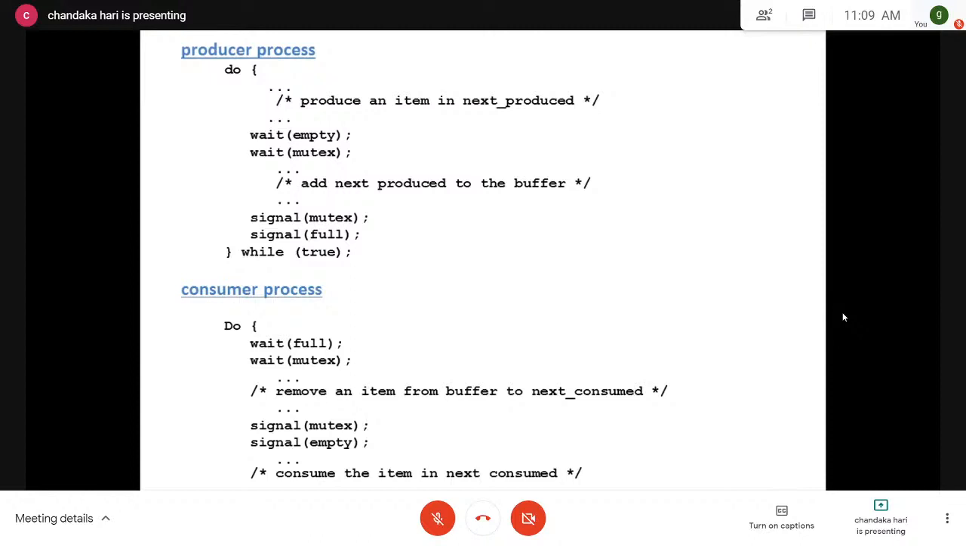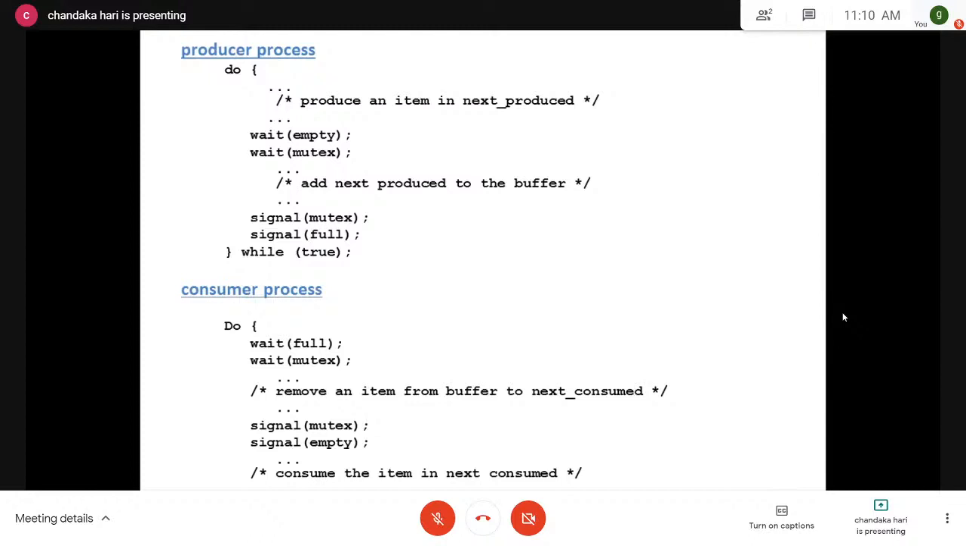And after that, again, signal empty. What is signal empty? There is a space for placing an item into the buffer. Now, for this system call, he is waiting. Now, you see, he has given signal empty, he is waiting for empty. He has given signal full, he is waiting for full. That's it. Like this, both are going to communicate with each other. This is going to be called process communication.